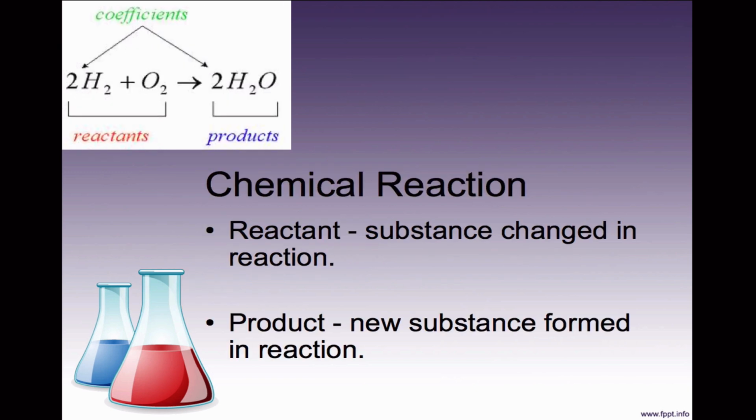So a chemical reaction involves reactants. Those are the substances that are changed. So the reactants would be shown here. They're always on the left-hand side of the reaction arrow. And then we have products, and that would be the new substance that is formed after the chemical reaction. And it's always shown to the right of that reaction arrow.